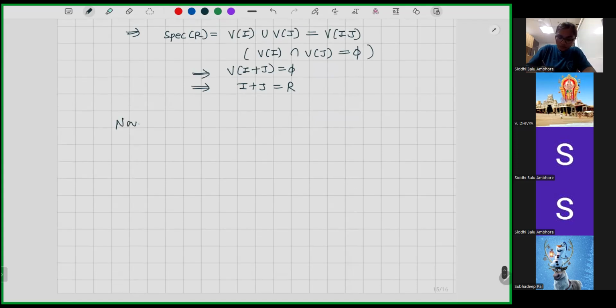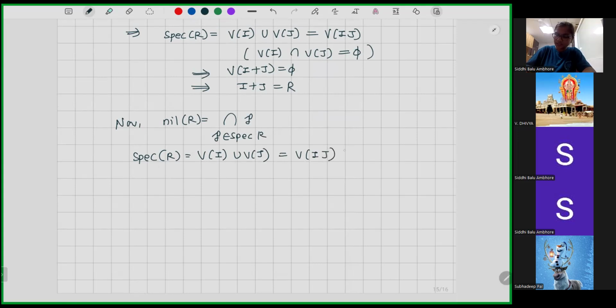So now the nilradical of R is equal to the intersection of P such that P is in Spec R. Okay, but Spec R is equal to V of I union V of J from above, which is V of I into J, which is what? V of radical of IJ. We know this. So this implies that radical of IJ is contained in P for all P in Spec R. I'm just going through the definitions. Nothing else.